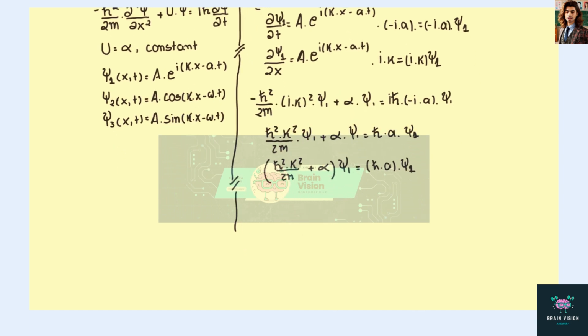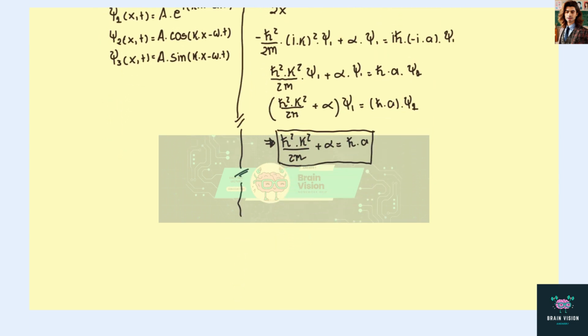So, is this equation satisfied? Well, yes, it is, if and only if the following condition is also satisfied. So, if this condition is satisfied, then psi 1 is a solution. Now, let us check psi 2.